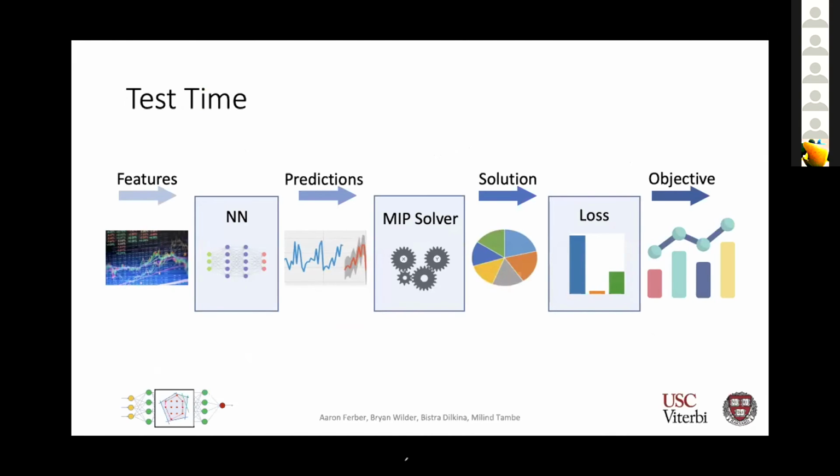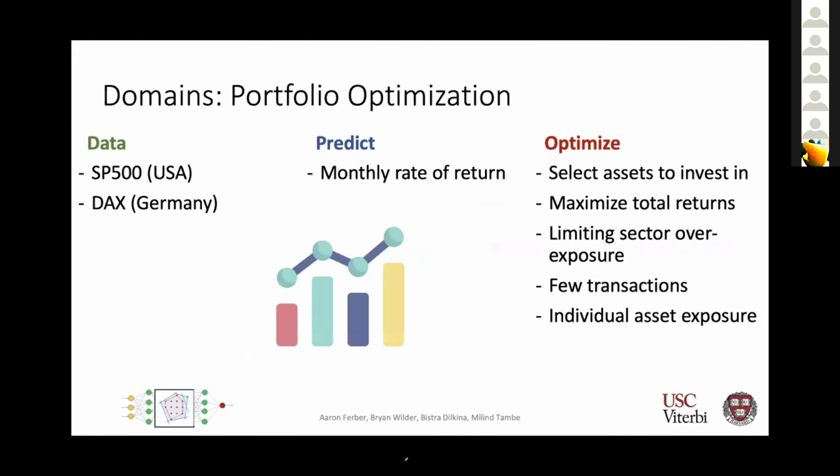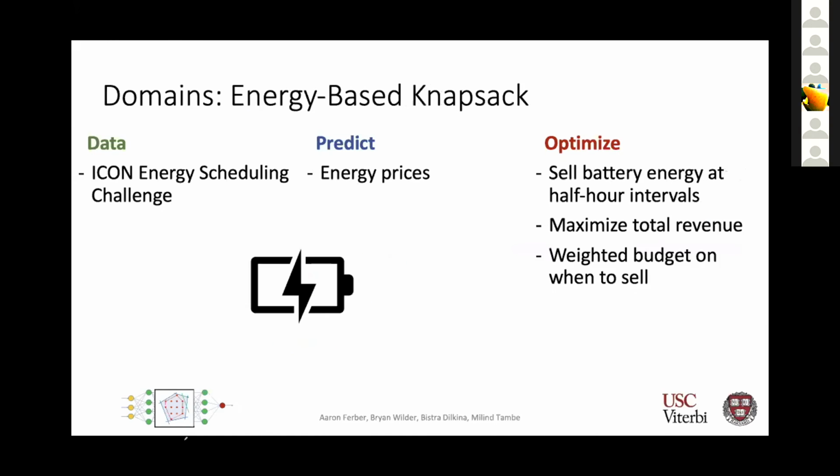So now we'll evaluate our learning approach in several settings. Note that actually at test time, we can use any solver we want, whether it's branch and bound or any other method. And so we'll evaluate on 3 domains. The first is portfolio optimization, where we predict rates of return from historical data and want to maximize the amount of money we make, subject to constraints on sector overexposure, transaction limits, and individual asset exposure. And we evaluate on both US and German historical stock data.